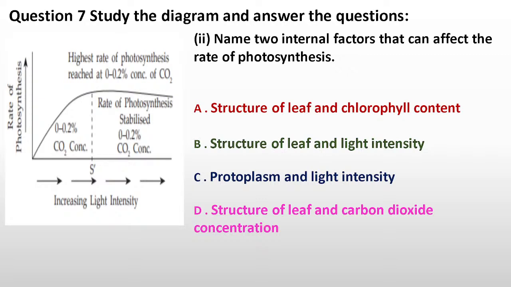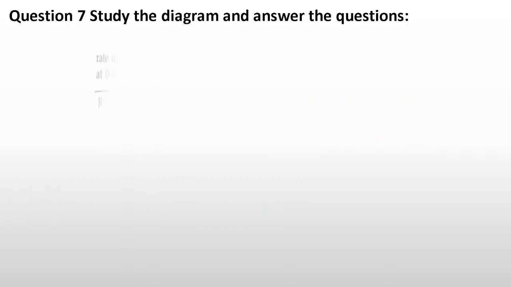So answer carefully, thinking it through: internal factor. Very easy. The answer to this question will be A. Structure of leaf and chlorophyll content are the two internal factors here that can affect the rate of photosynthesis. Same diagram.